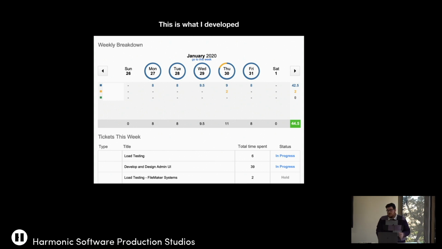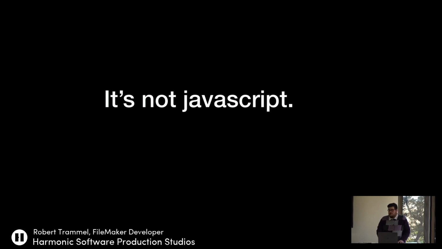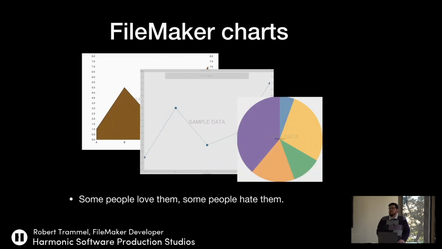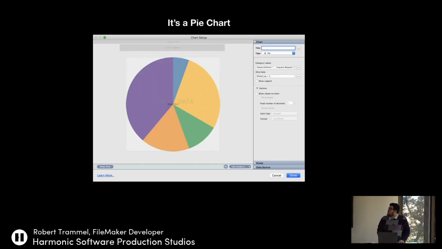So this is what I came up with, and if you guys were here last week, you saw this, but I make no apology. It's not JavaScript. That's the number one thing that people ask me when they first see it. They're like, is that JavaScript? No, it's native FileMaker. So we have the FileMaker Charts. They're not as elegant as some solutions out there, but I contend that they're still useful. They give us some nice layout elements that we can use.